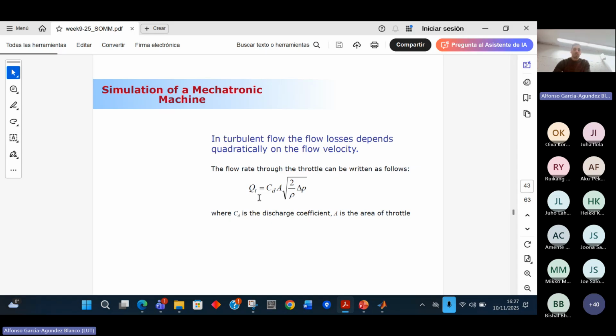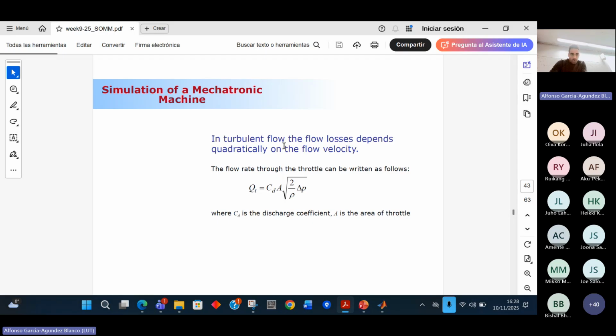So we arrive at this point. And the other thing that I wanted to mention, in the same way that in the laminar flow, the flow losses from an energetic point of view depended linearly on the flow velocity, here the losses depend quadratically on the flow velocity, okay? Quadratically. So the losses are proportional to the mean velocity of the fluid squared, okay? Proportional to the square of the mean velocity of the fluid. Is it clear so far?